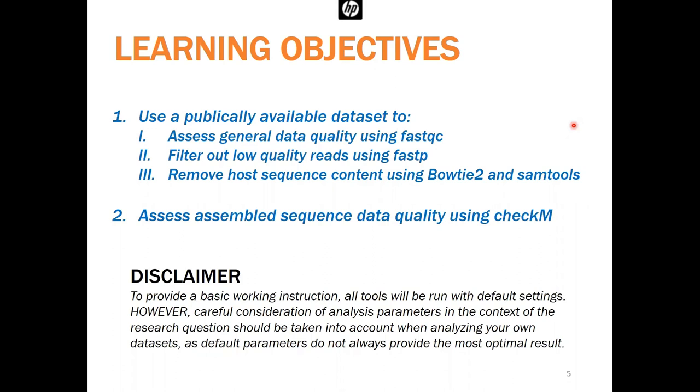Now, a lot of the tools that we're going to be using today can be applied to metagenomic datasets as well as long-read data. So the specific learning objectives for today's workshop are going to include using a publicly available dataset to assess general data quality using FastQC. We're going to filter out low-quality reads using FastP. We're also going to look at removing host sequence content using Bowtie 2 and SAMtools.